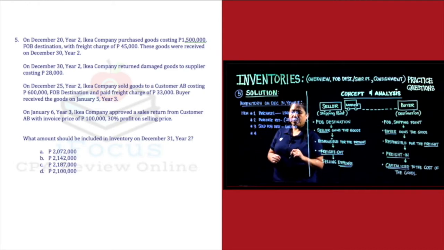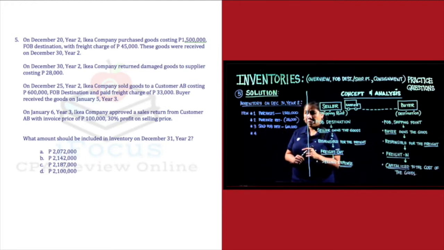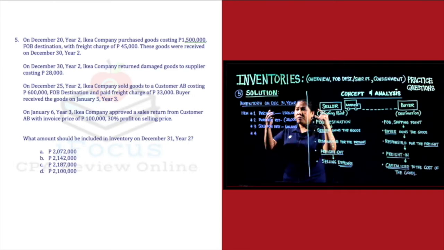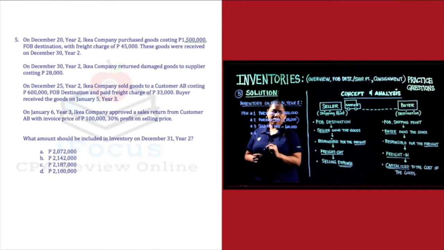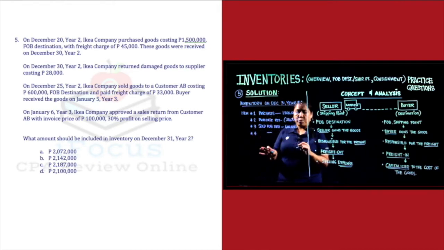Alright, item number 4. On January 6, year 3, IKEA company approved a sales return from customer AB with invoice price of 100,000, 30% profit on selling price. Ito, i-ignore lang natin. Bakit? Kasi as of December 31st, year 2, hindi pa nangyayari ito. Kasi January 6 nga po ito. Alright? So, wala tayong adjustment on item number 4. I-adjust na natin yan sa next year.